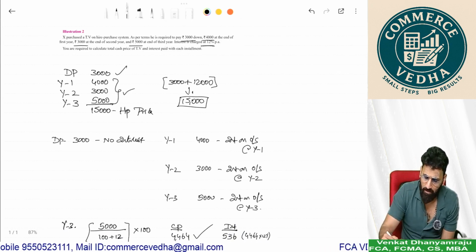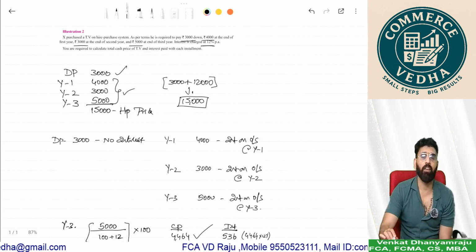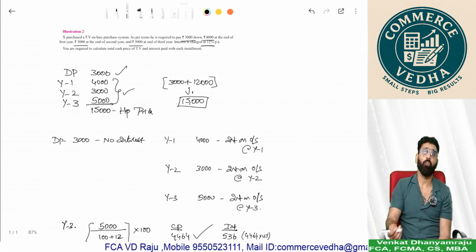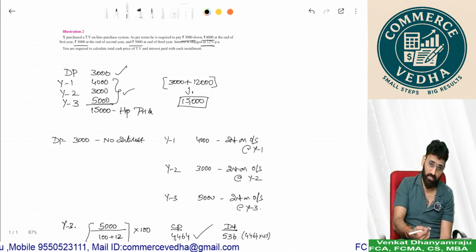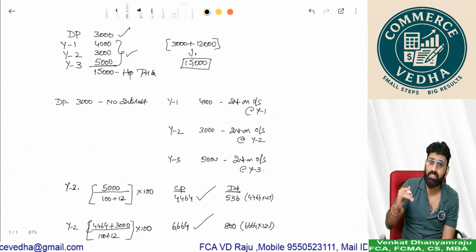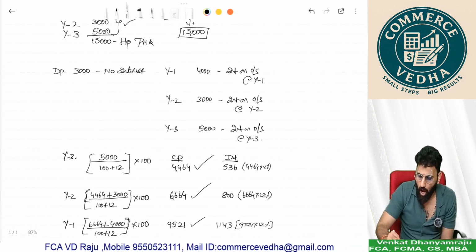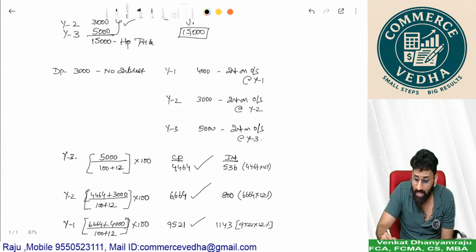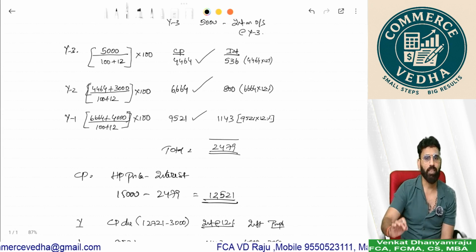So in this question, what is given is hire purchase price and interest rate, but not the cash price. We should identify interest and remove it from the installments to identify cash price. But we start from the last installment because only in the last installment do you have interest on the outstanding of the last installment. So this is your second question.